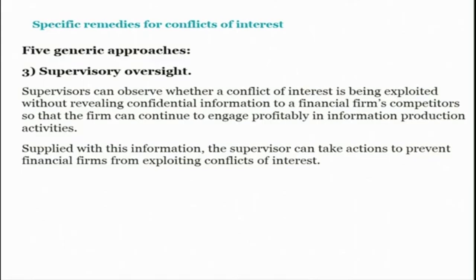That means the firms can appoint supervisors in their respective areas so that supervisors can observe whether a conflict of interest is being exploited without revealing confidential information to a financial firm's competitors, so that the firm can continue to engage profitably in information production activities. So, supplied with this information, the supervisors can take actions to prevent the financial firm from exploiting conflicts of interest.